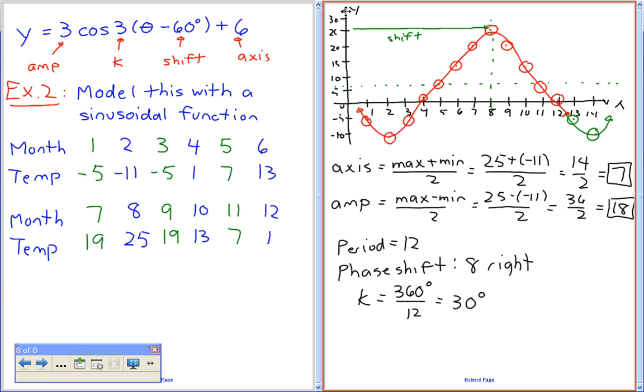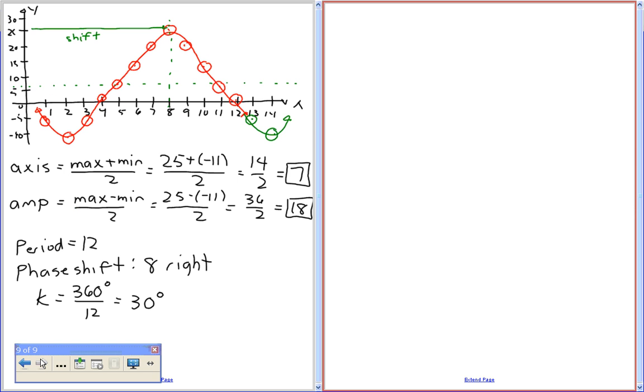Okay. All right. Jenna, here's your time to shine. I want you to try and be brave. Try and give me an equation if you can. So, y equals... Wonderful, wonderful, wonderful. This again is your amp. This right there is your K value. This right there is your shift. And this right here is your axis.